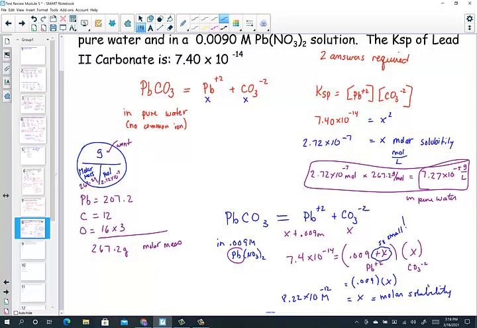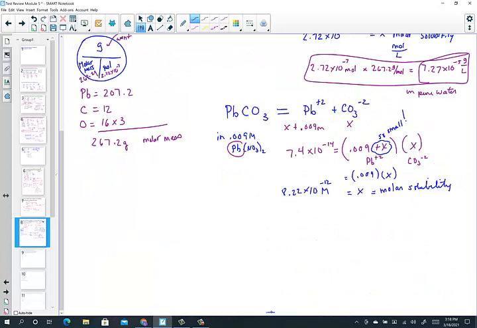I want to think about just finishing this problem and then applying Le Chatelier. We said this is the molar units, so I can convert that as well, just like we did above, by using the molar mass of 267. So that was just me adding PbCO3's molar mass. And that answer came out to be, I'll just round a little bit, 2.2 times 10 to the negative 9 grams per liter.